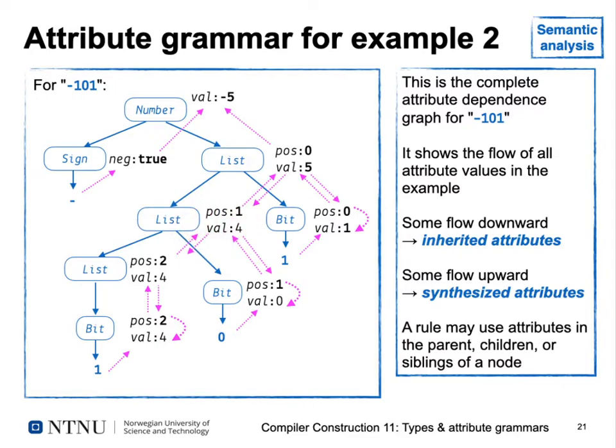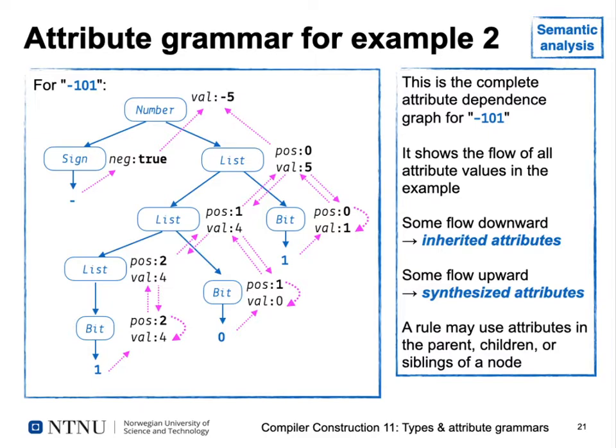And finally, we get to the rightmost bit, which has just handed its value up to our topmost list node here. This value was 2 to the power of 0, or just 1. So we add 4 coming from the left hand side and 1 coming from the right hand side. This gives us 5, and we pass this up to number. Number combines this with the indication that the sign was negative and returns -5. This is a simple example, but this is the complete attribute dependence graph for our input -101.